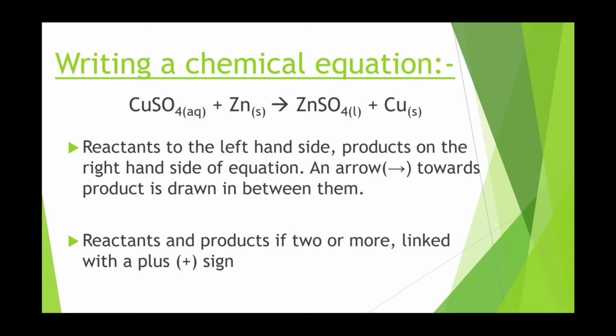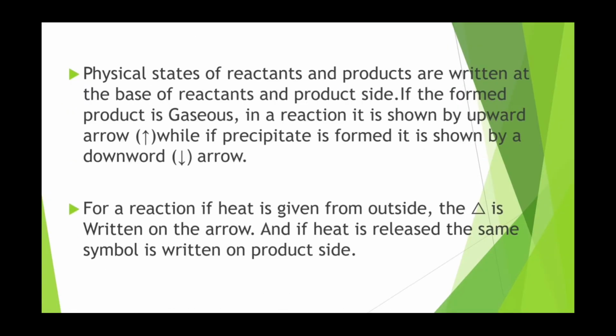Now, the second point is regarding the linking of reactants or products if they are 2 or more than 2. Here we can see that there are two reactants, copper sulfate and zinc. To link them, we have used a plus sign, that is CuSO4 plus zinc. In the same way, for the product side, we have also used the plus symbol, that is ZnSO4 plus Cu.